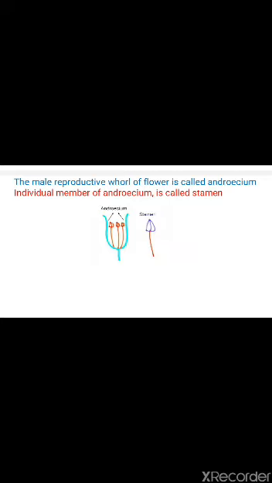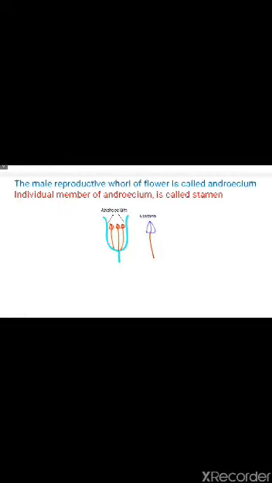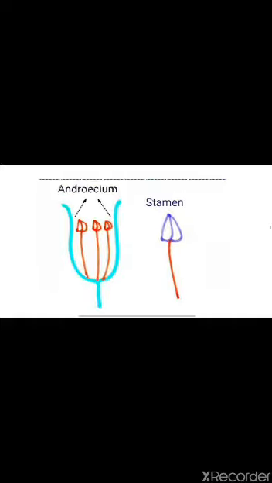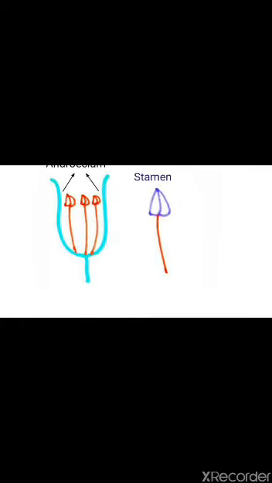The male reproductive whorl of flower is called androecium, and the individual member of androecium is called stamen. So the male reproductive part of flower is called androecium, and the androecium is made up of stamens. So this is androecium, and this androecium is made up of what? It is made up of these stamens.